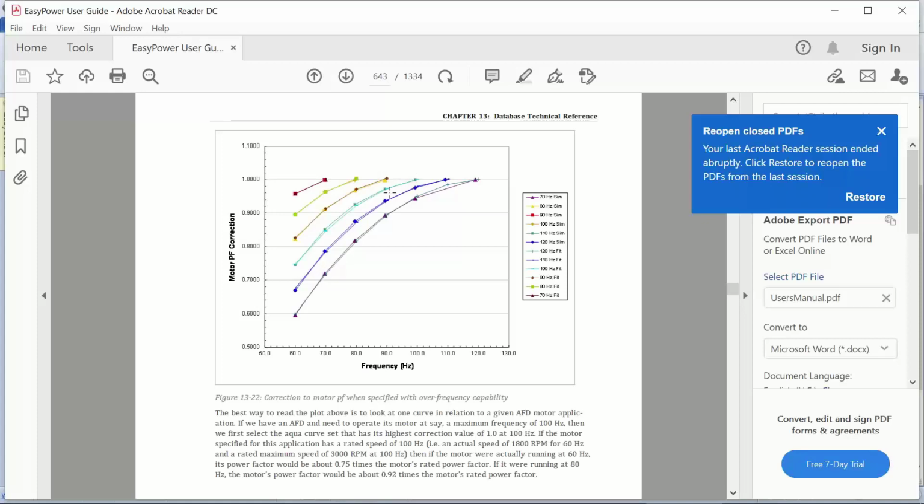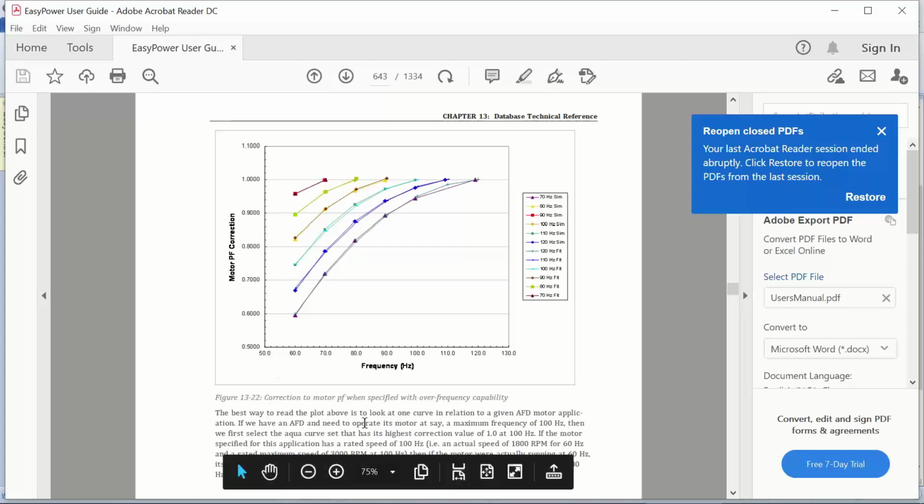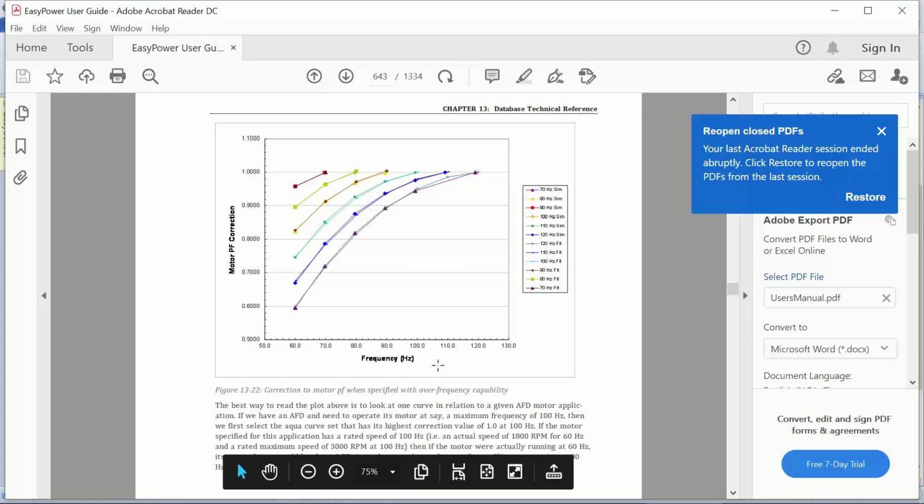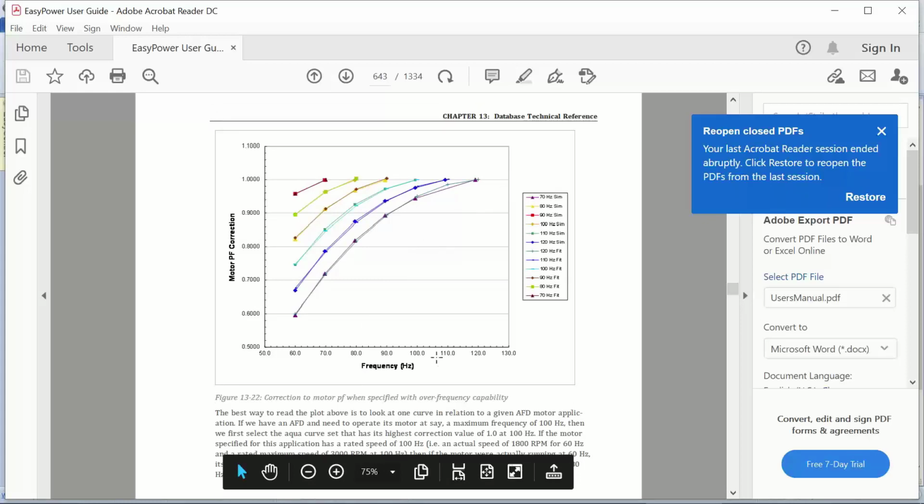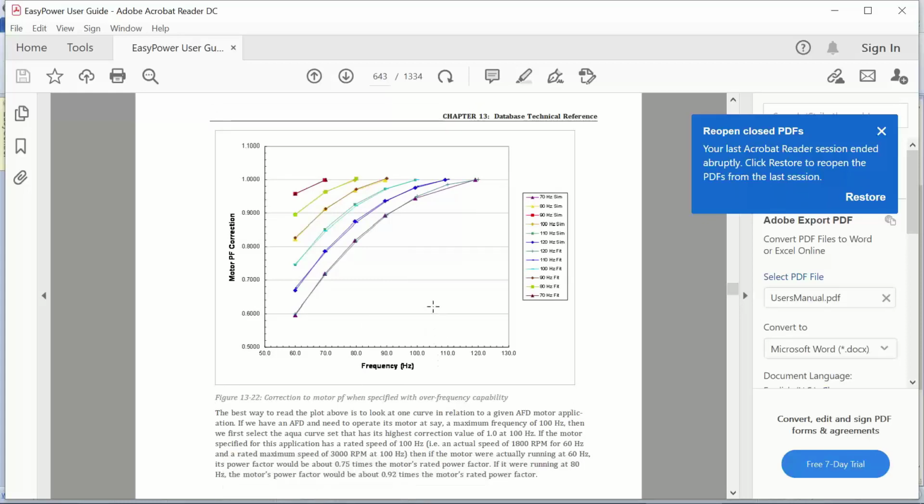If we're going to run that at a lower frequency, in this case 60 hertz, then we have to modify the power factor correction. It looks like to be about 0.75 of what the power factor is of the motor itself. So that's what's described in this lower part of the user manual. And frankly, it's beyond the scope of this discussion, so I don't have any way to simulate the 100 hertz motor system.